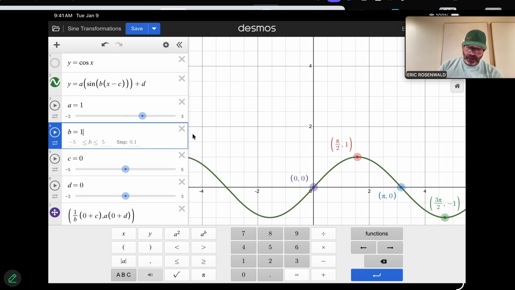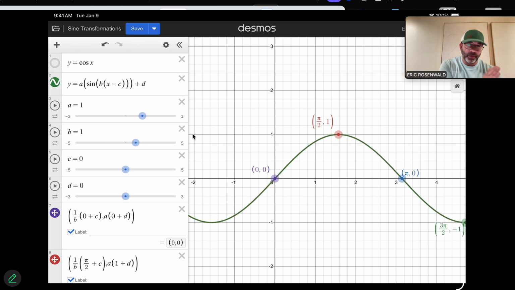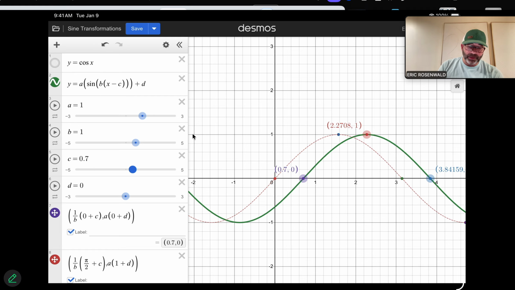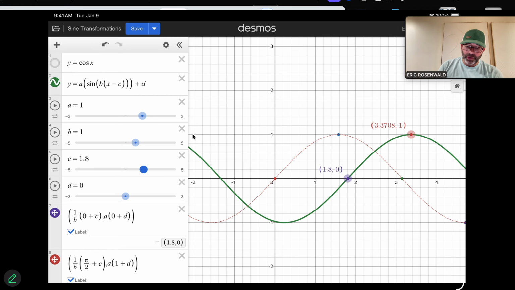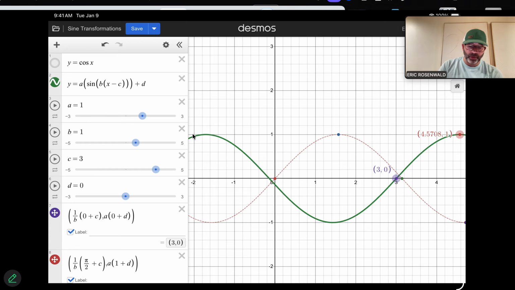Okay? But if I take a C value and shift it to the right pi, I'm essentially moving it about 3.14. I'm going to move it 3.1 so we can see it. I'm going to take my graph and move it 3.14, or in this case just 3.1.